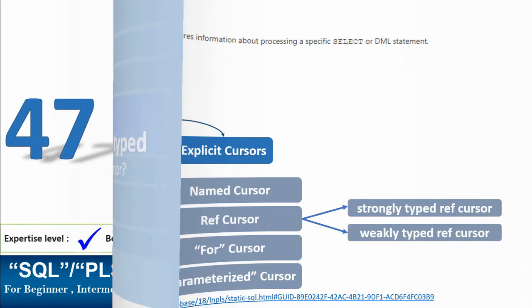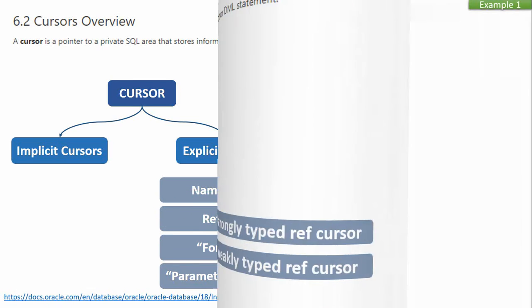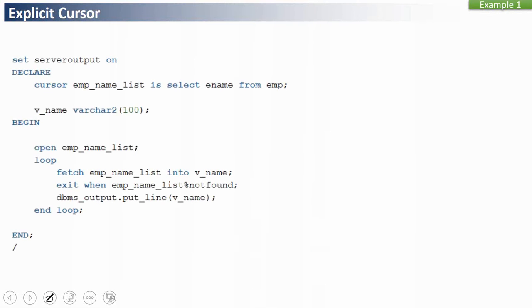Before starting with that, here is a broad classification of cursors: implicit cursor and explicit cursor. In fact, we have seen in detail about named cursor, parameterized cursor and for cursor. So in this video, we'll concentrate more on ref cursor and its types, like strongly typed ref cursor and weakly typed ref cursor. Before starting with the actual ref cursor examples, let us first go through the explicit cursor so that our understanding of the ref cursor will be better.